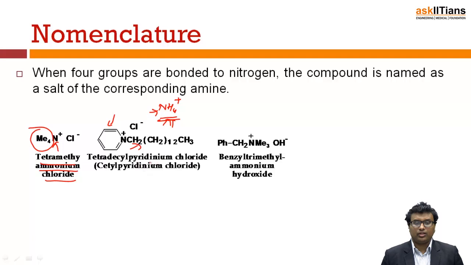Cetylpyridinium chloride, it's again the salt. Similarly, benzyl trimethyl ammonium hydroxide, it's again the same thing. So there are 4 groups which are bonded to nitrogen, and this compound is named as a salt of the corresponding amine.